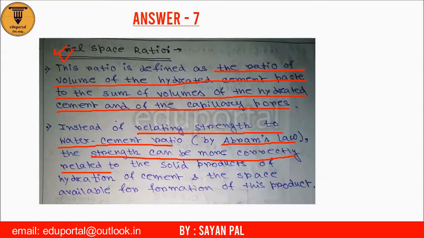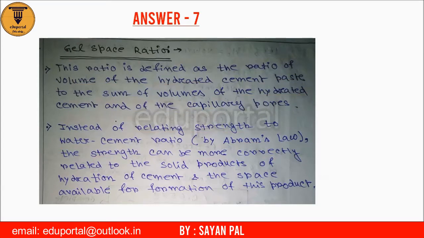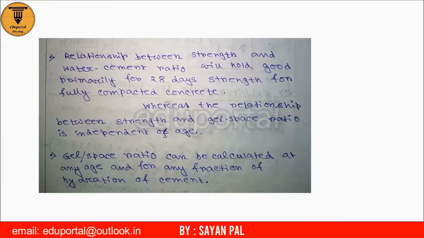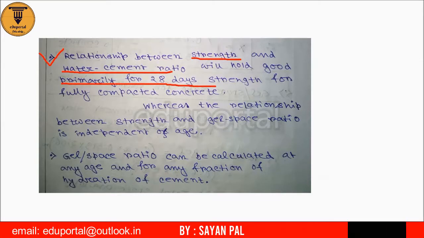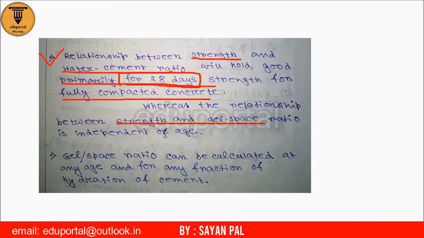Okay, this is the concept of gel space ratio. It has certain advantages that we will see. The relationship between strength and water cement ratio holds good primarily for 28 days of strength or for fully compacted concrete, so for 28 days only. But the relationship between strength and gel space ratio is independent of age.